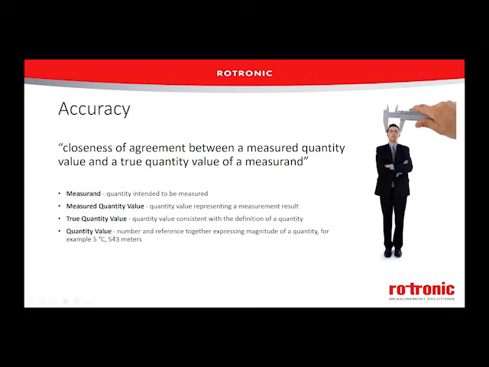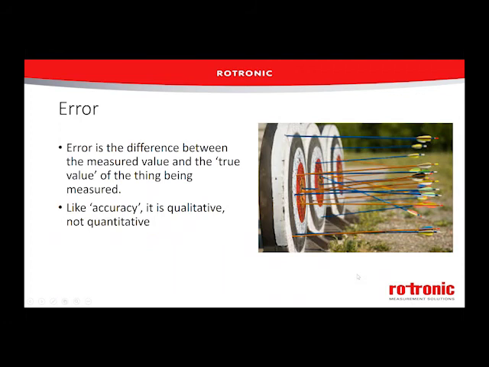Bruce, maybe you can take us through error then. Yeah, error, I like to call it the opposite of accuracy. Accuracy is the closeness, error is the difference. And again, it's a qualitative term. It is not a quantitative term. And I think that's the takeaway from these definitions: to quantify a measurement, you use uncertainty. For a qualitative statement, you can use accuracy or error.